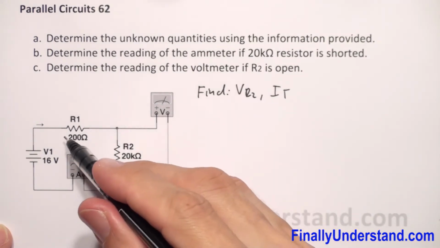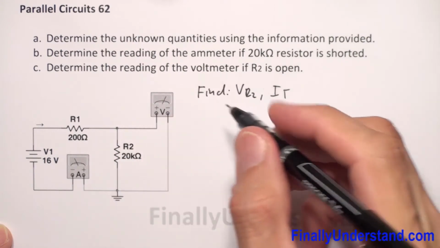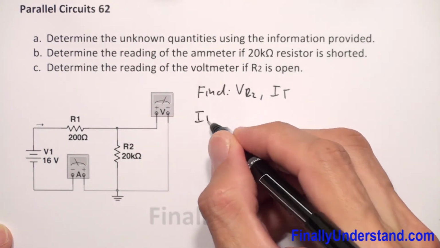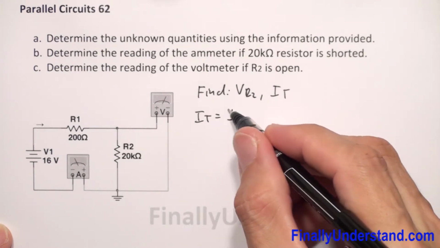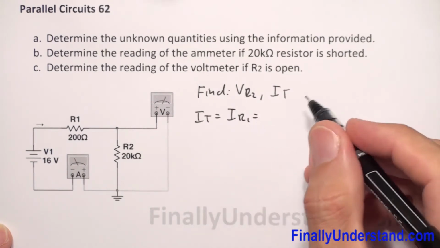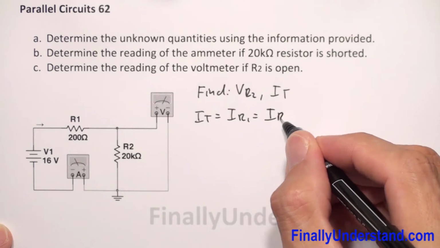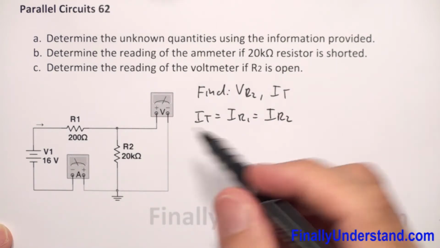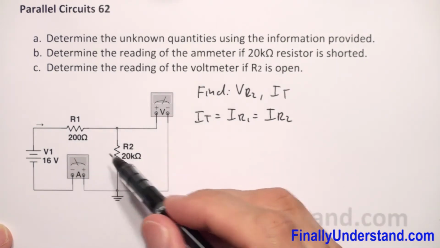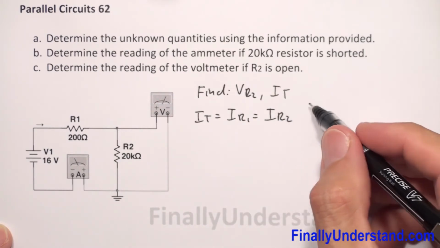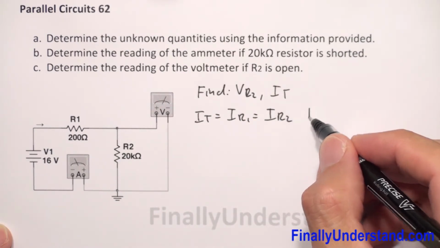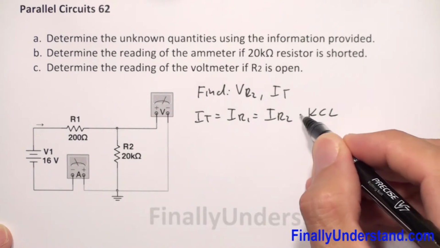Please notice again that we have a series circuit. It means that I total is going to be equal to I R1, and this is also equal to I R2. This is simply my KCL, Kirchhoff's current law, for this circuit.